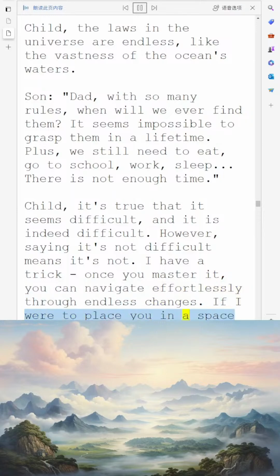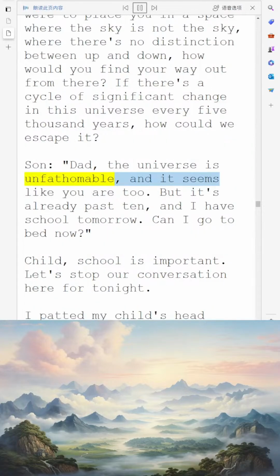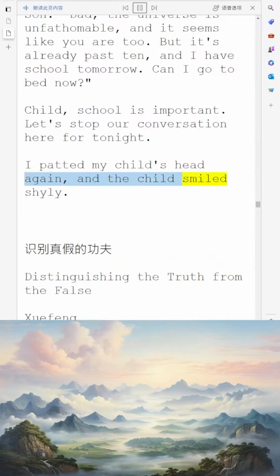If I were to place you in a space where the sky is not the sky, where there's no distinction between up and down, how would you find your way out from there? If there's a cycle of significant change in this universe every 5,000 years, how could we escape it? Son: Dad, the universe is unfathomable, and it seems like you are too. But it's already past 10, and I have school tomorrow. Can I go to bed now? Child, school is important. Let's stop our conversation here for tonight. I patted my child's head again, and the child smiled shyly.